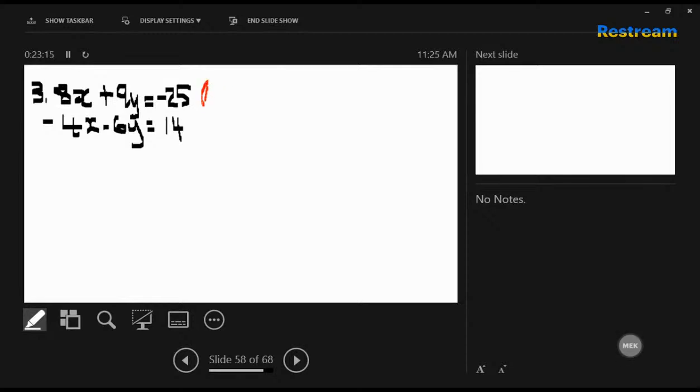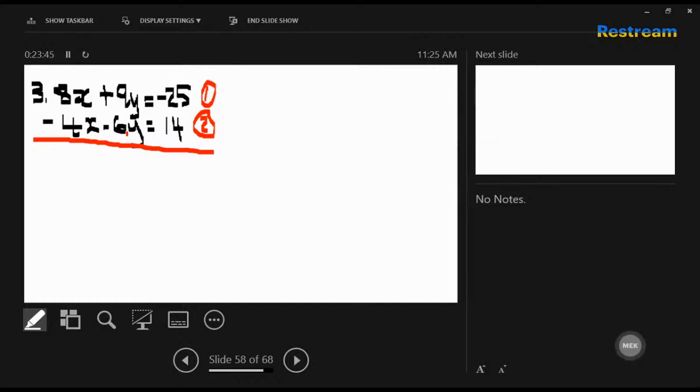So that's our first equation, 8x plus 9y is equal to negative 25. And our second equation, negative 4x minus 6y is equal to 14. Now, if we look at this pair of equations, none of them have the same digits or the same coefficients. So we have to do an additional step now than the first two that we did.